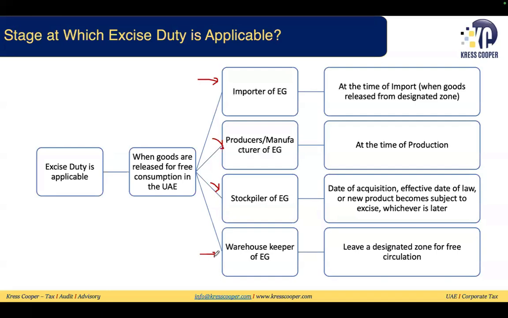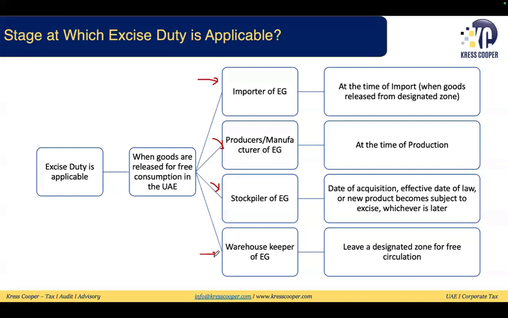And the fourth player in the market is warehouse keepers. Warehouse keepers are like designated zones. We have already discussed designated zones so many times. You can set up the warehouse keeper on the mainland as well. You need to apply to the FTA. You can set up a warehouse and you need to appoint one warehouse keeper. If the excisable goods are within the warehouse, you will not be liable to pay excise duty. Whenever the goods are moving from one warehouse to another warehouse approved by the FTA, excise duty is still not applicable, because it is considered the goods are moving from designated zone to designated zone, warehouse to warehouse, under the warehouse keeper's management and supervision. Whenever the goods leave the warehouse for consumption and free use, they will be subject to excise duty.